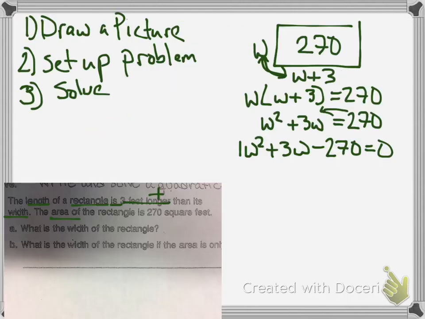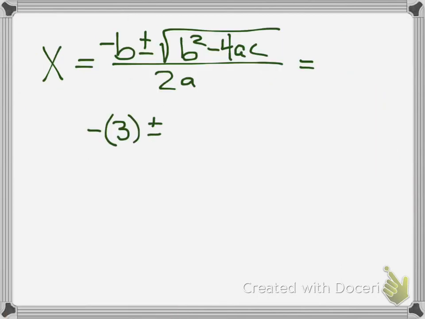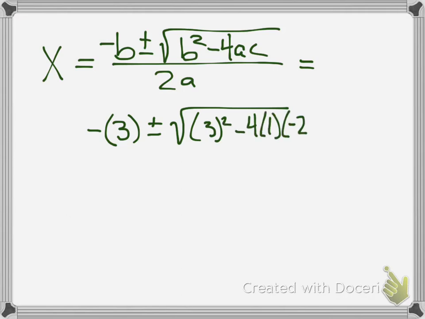So I can plug this in: negative 3 plus or minus the square root of 3 squared minus 4 times 1 times negative 270, all of that over 2 times 1. You can press Control Divide to get this fraction template, and if you do that, here is what you will get. I will show it to you here.